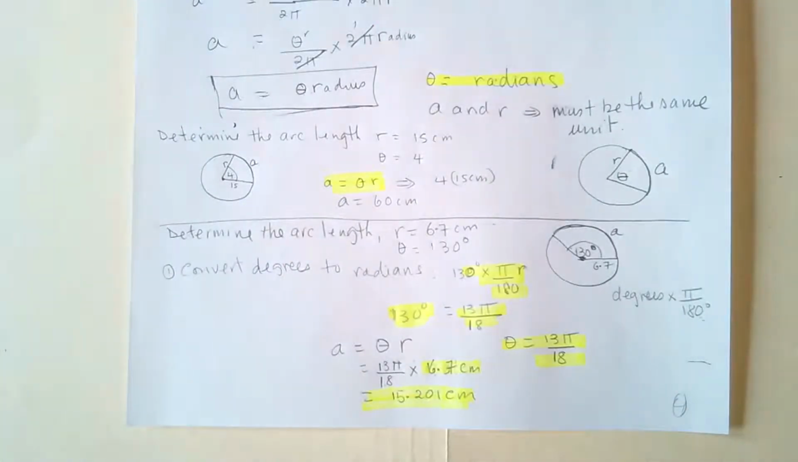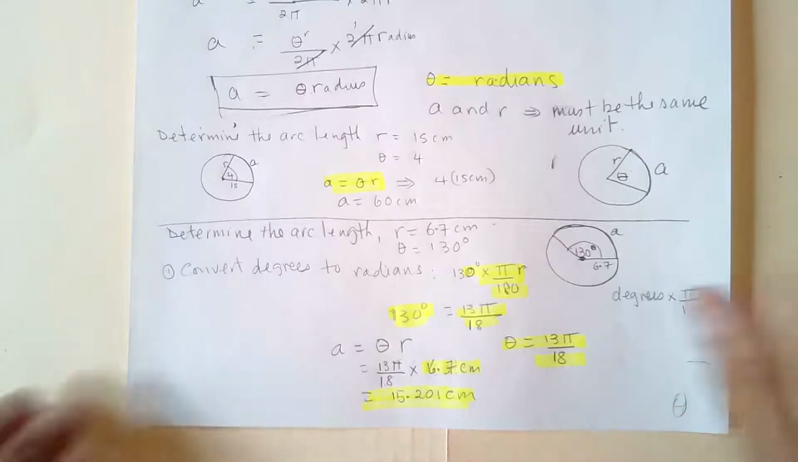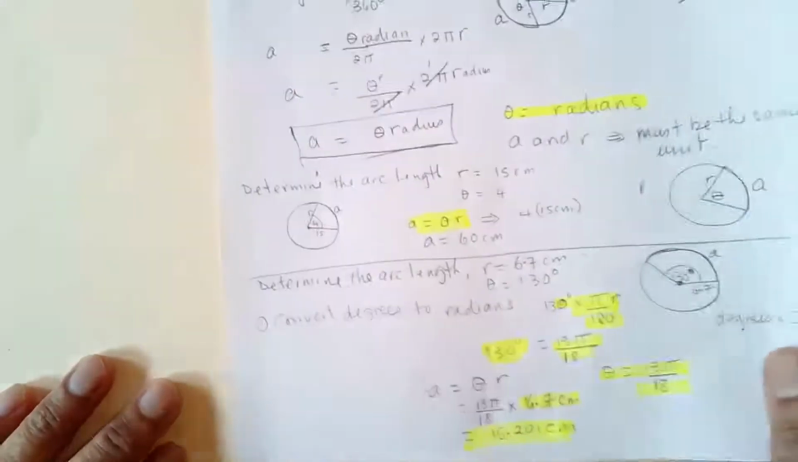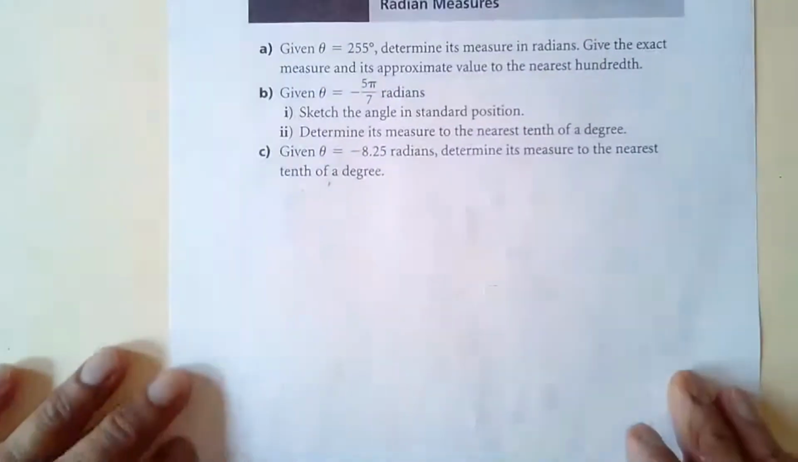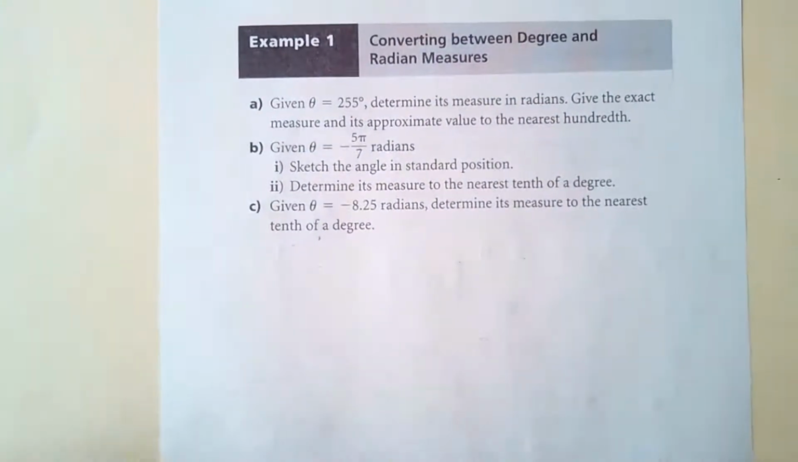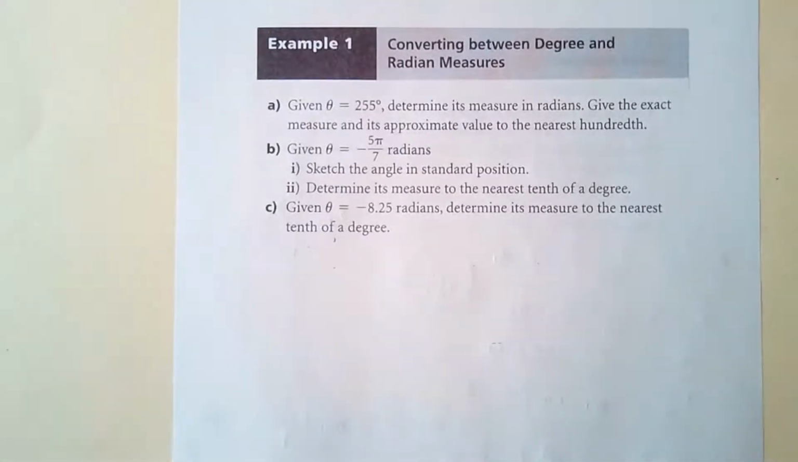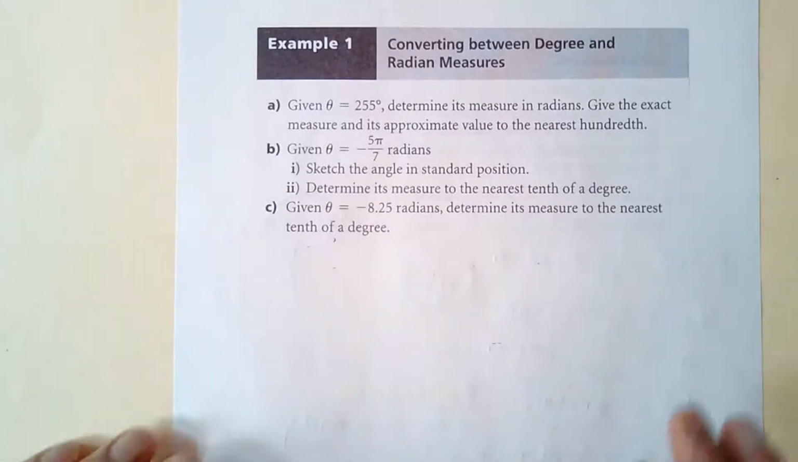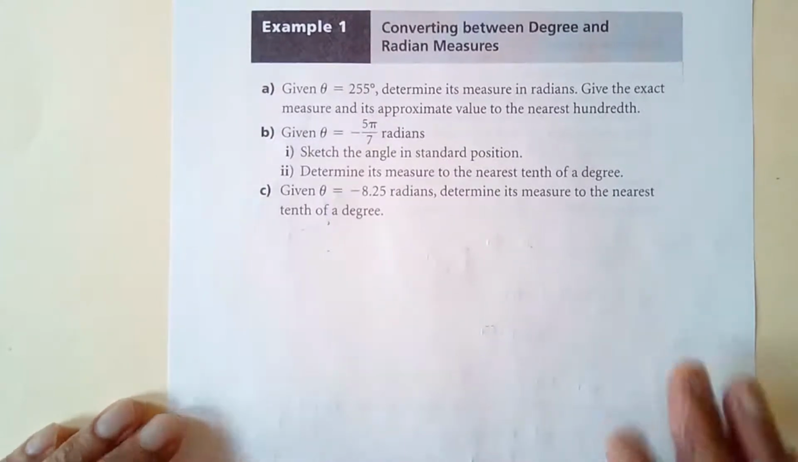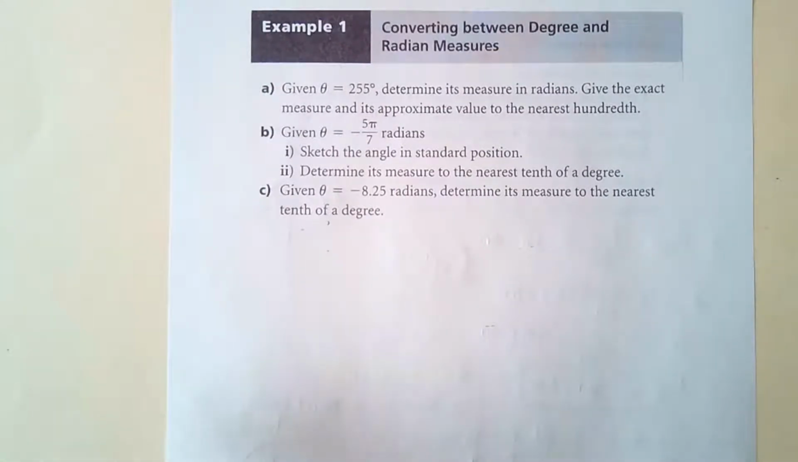Okay, you may want to try questions 5 and 6 from your textbook at this point. So we'll look at one example. In your textbook, you can find that on pages 494 and 495. Our next lesson, we'll be looking at converting between degrees and radian measure.